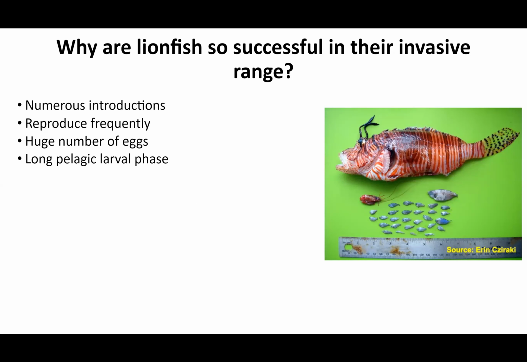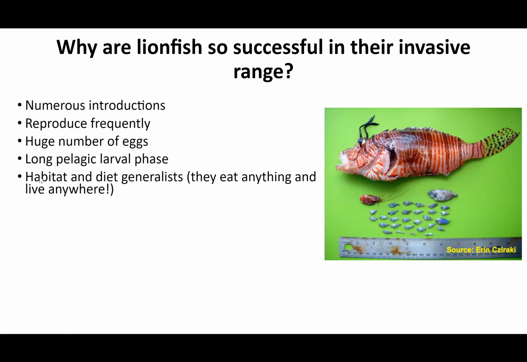They live deep down, so it's kind of hard to get rid of their larvae once they get there. They are habitat and diet generalists. They'll basically eat anything. You can see this lionfish here that was captured. It's got all these different species of fish in it, and a little crawfish or shrimp, or whatever you want to call it. So they eat a lot, and they will basically live anywhere.